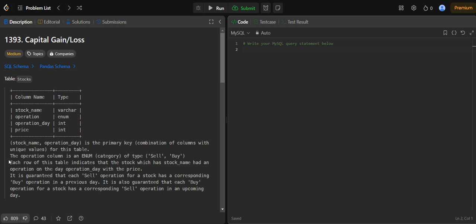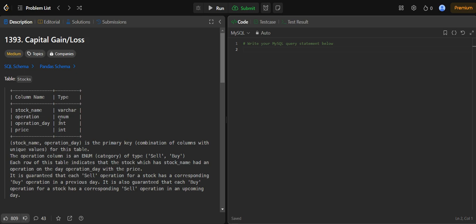So each row of this table indicates a stock which has a stock name and an operation on a day of operation day with the price. So each stock, on that operation day, will have an operation of a particular price. That means a stock may get bought or sold. If the stock is bought, then the operation will be buy on a particular day, whatever the price with which the stock was bought.